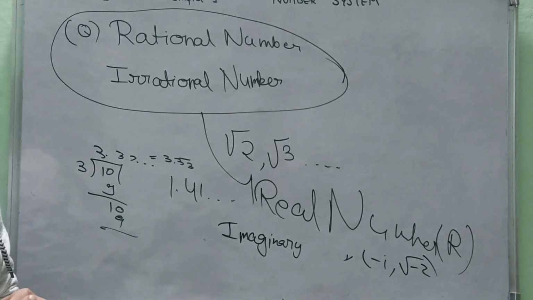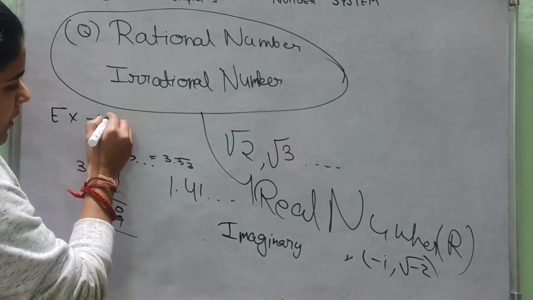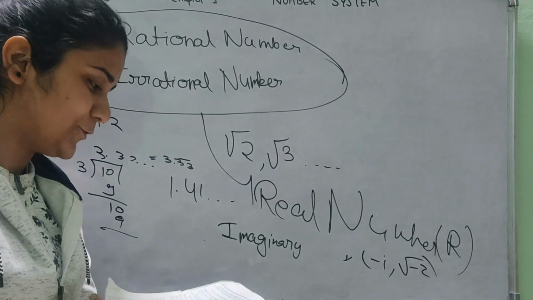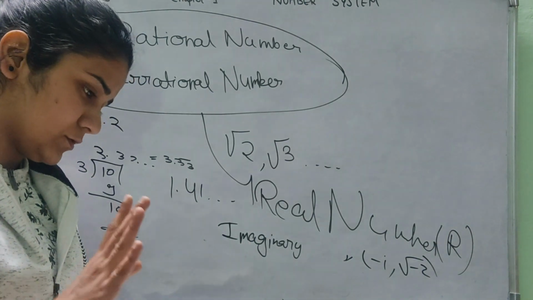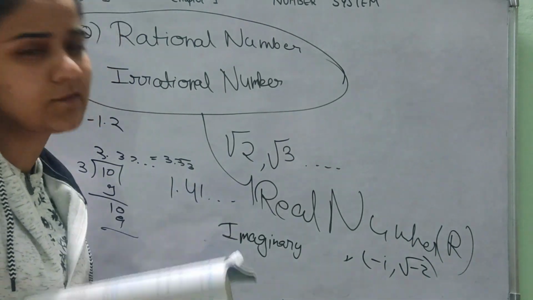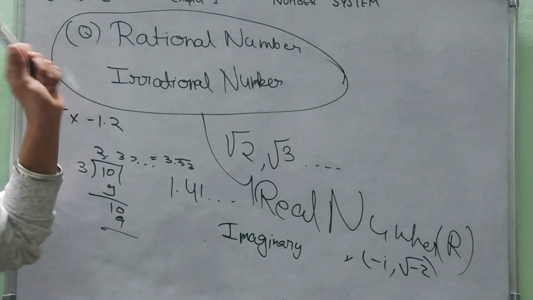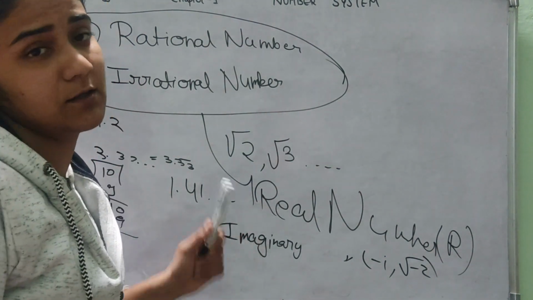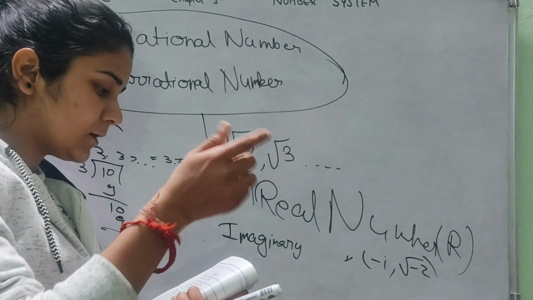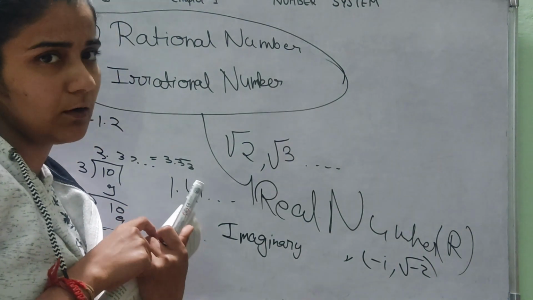Okay, coming to the exercise 1.2. I am reading the questions. Hope you all have a book. State whether the following statements are true or false. Every irrational number is a real number. As I just told you, every irrational number is a real number, so this is true. Second, every point on the number line is of the form root m, where m is a natural number.